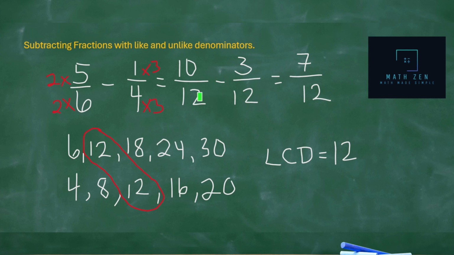Now that you have like denominators, all you have to do is subtract the numerators. So 10 minus 3 is 7 over 12. Your final answer for this one would have been 7/12.